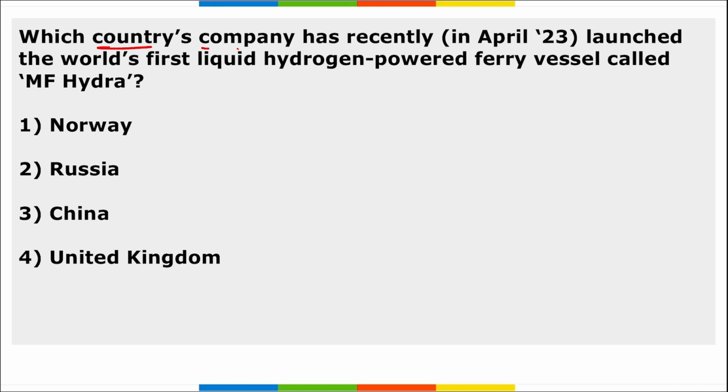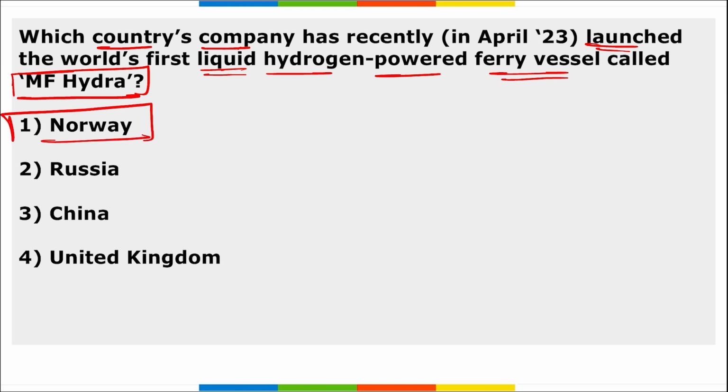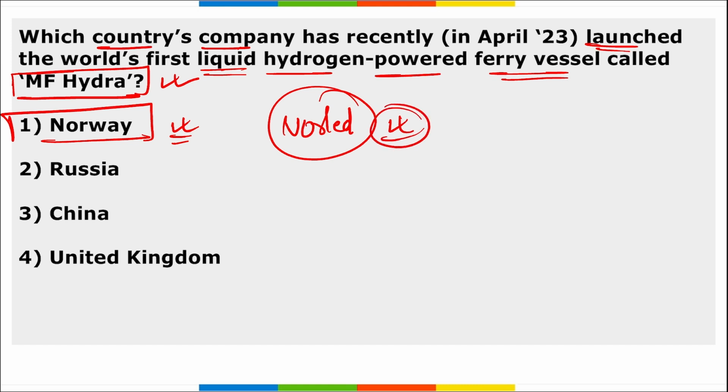Next, which country's company has recently launched the world's first liquid hydrogen powered ferry vessel called MF Hydra? It is Norway. It was launched by a Norwegian company, and the name of the company is Norled. Norled is the Norwegian company that has launched the world's first liquid hydrogen powered ferry vessel called MF Hydra, right?